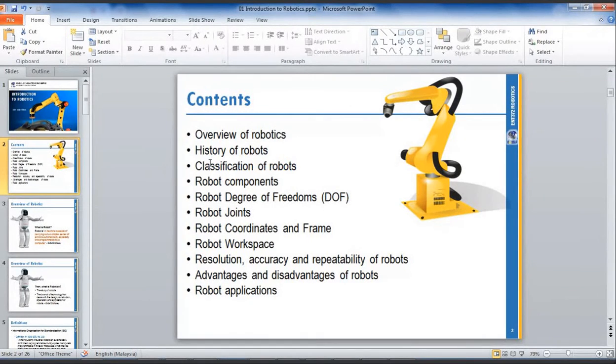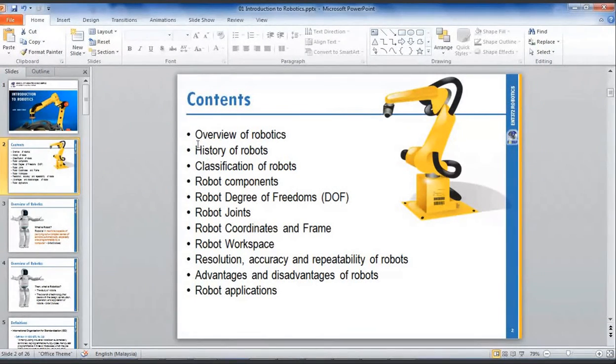Then you have a trajectory chapter. Trajectory is where you learn how to control the position, velocity, and acceleration of your robotic arm. Then you have a robot work cell topic. Before that, you have a sensor topic, robot sensor. So you have 4 or 5 topics in this robotic class.